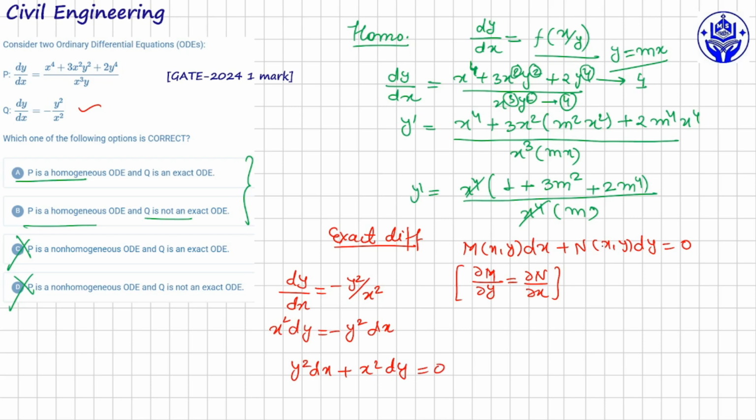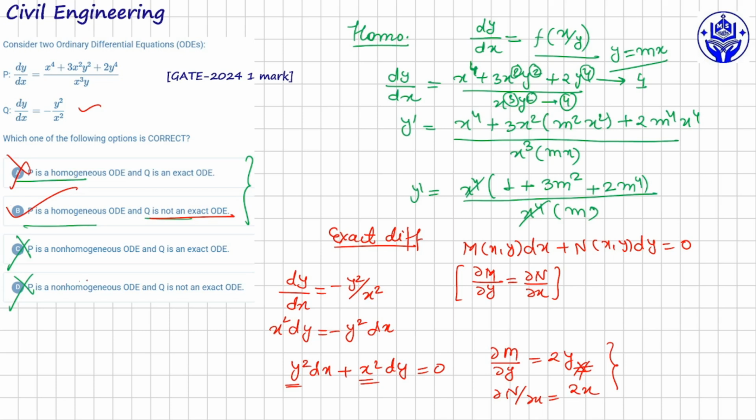Now it is M dx plus N dy. What is my M here? If I differentiate partially, dou M by dou y is 2y, and dou N by dou x is 2x. Are these both equal? No, of course not. These are not equal. It means that it is not an exact differential equation. So B is the correct answer for this question.